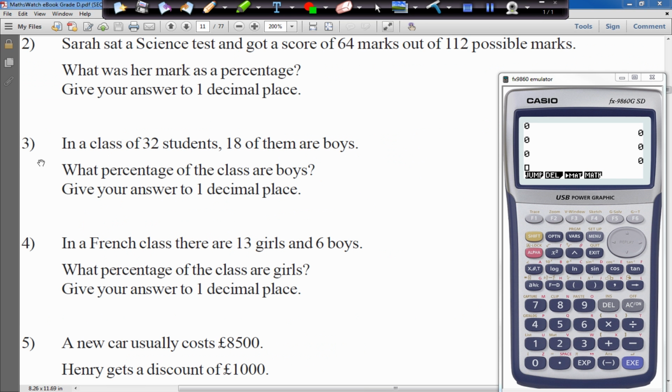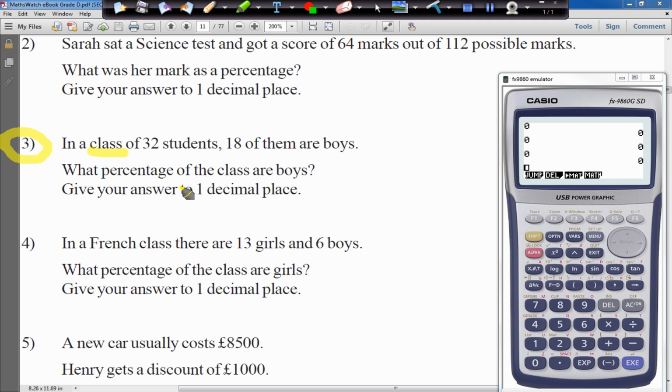Okay, question number 3. We're looking at now a more examination style question where they're giving you a verbal context. It's a wordy question. They haven't used the word out of in this particular question. Let's look at the question in a bit more detail. So in a class of 32 students, 18 of them are boys. What percent of the class are boys?